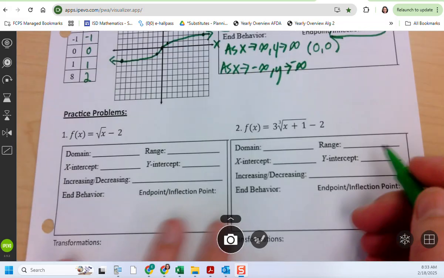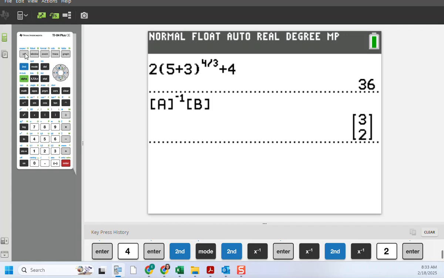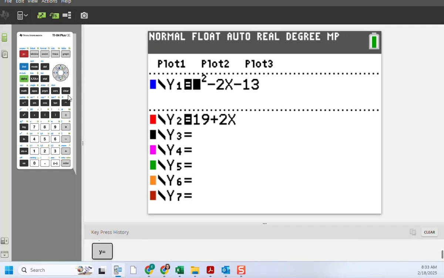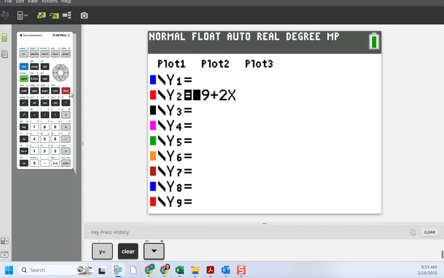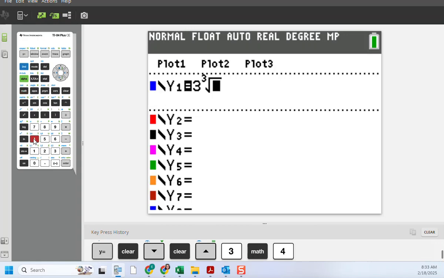All right, so on your calculator, we're going to graph problem 2, and we're going to see what these transformations do to the graph. So let me open my calculator. I'm going to press the y equals button and clear out what's in there. I'm doing problem 2, so I'm going to type 3 and then the math button to get the cube root, and then x plus 1, and then the right arrow to get out of the cube root, and then the minus 2.